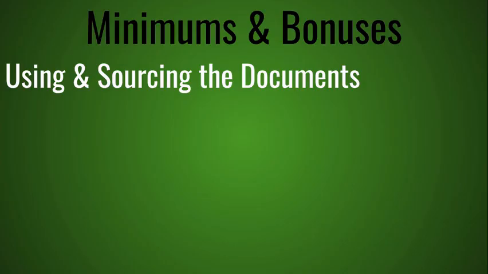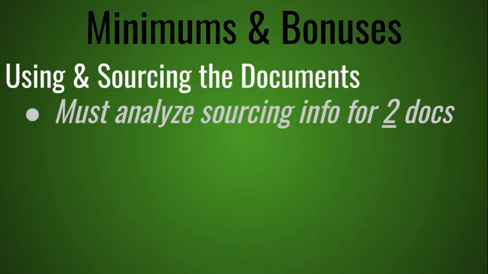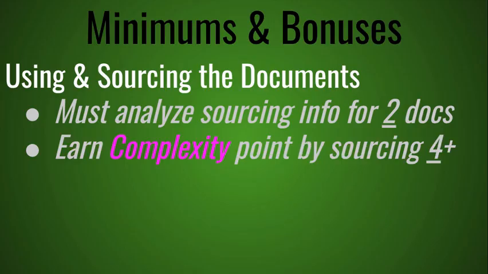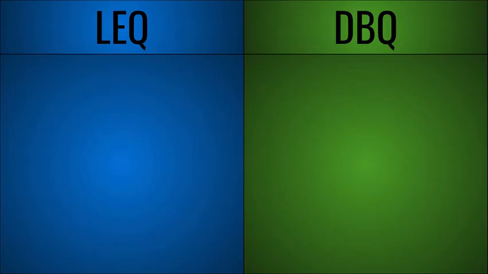Another number to know is that we must analyze the sourcing information for at least 2 documents. And again, I recommend trying at least 3, because if I mess one up, then I still have my insurance and I still hit the required threshold. Okay, I could earn the complexity point by sourcing 4 or more of these, and we'll talk more about that later, because that might be an option that's in play for us.